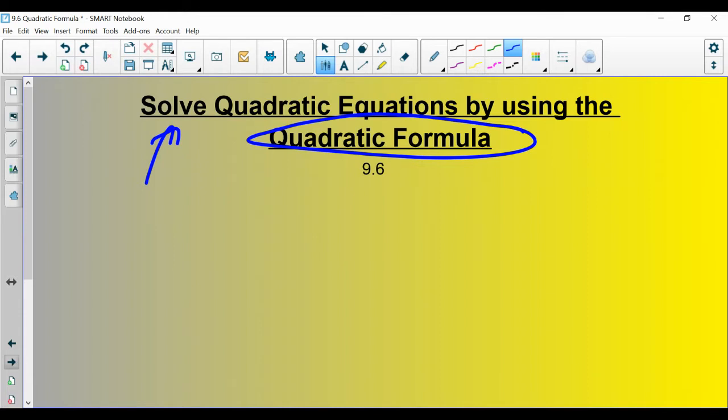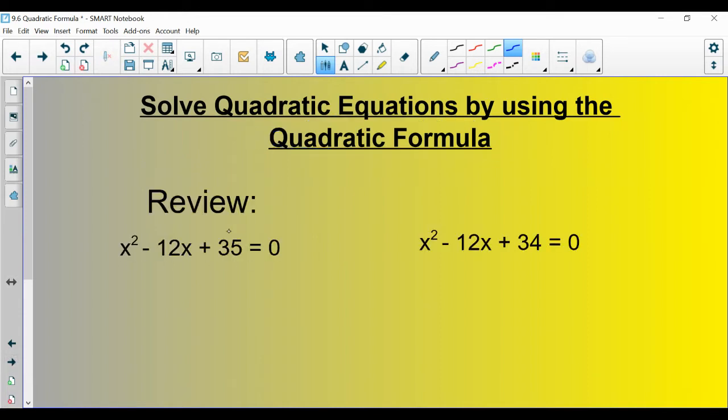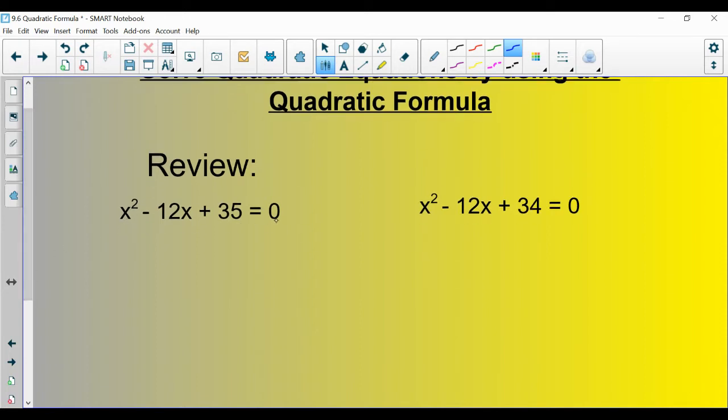So why do we need this new method? Why can't we do what we did before? Let's take a look at this example. This is review from chapter 8, and this is an example of a quadratic that you were supposed to be able to solve. Set equal to 0, you're supposed to come up with the x values that make this statement true.